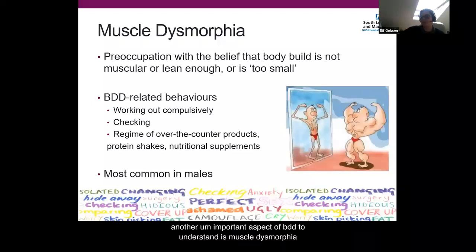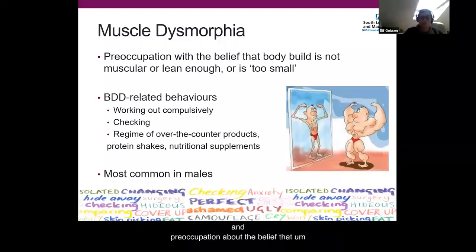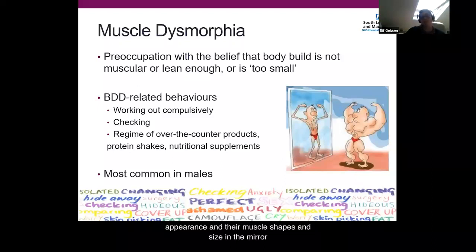Another important aspect of BDD to understand is muscle dysmorphia. And this is basically a type of BDD where there's a strong worry and preoccupation about the belief that someone's body might not be muscular enough or lean enough, or that it's too small. And in response to these worries and the distress that this can cause, young people might find that they're working out really compulsively. They're really checking their appearance and their muscle shapes and size in the mirror. They're using a lot of over-the-counter products and on a strict regime, for example, to bulk up, and they might be using protein shakes or nutritional supplements that they might be getting online, for example.